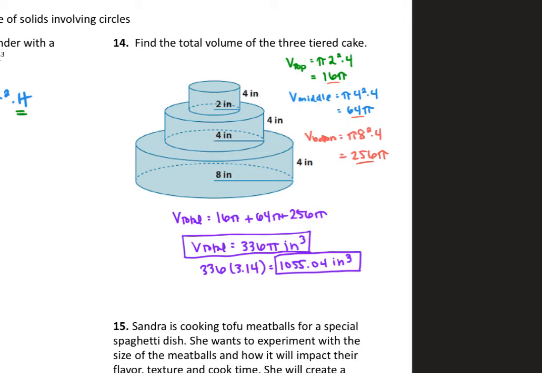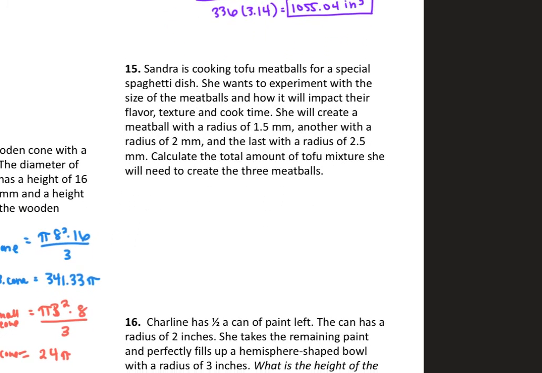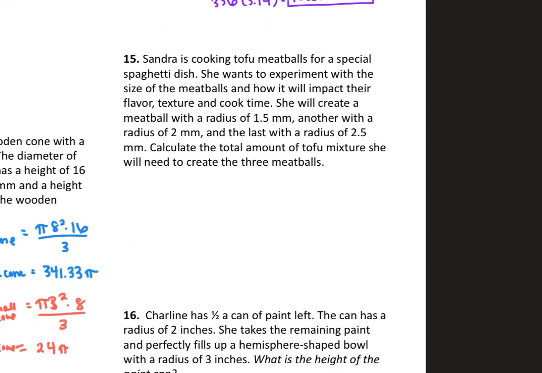All right, number 15 says Sandra is cooking tofu meatballs for a special spaghetti dish. She wants to experiment with the size of meatballs and how it will impact their flavor, texture, and cook time. She will create a meatball with a radius of 1.5 millimeters, another with a radius of 2, and last with a radius of 2.5.